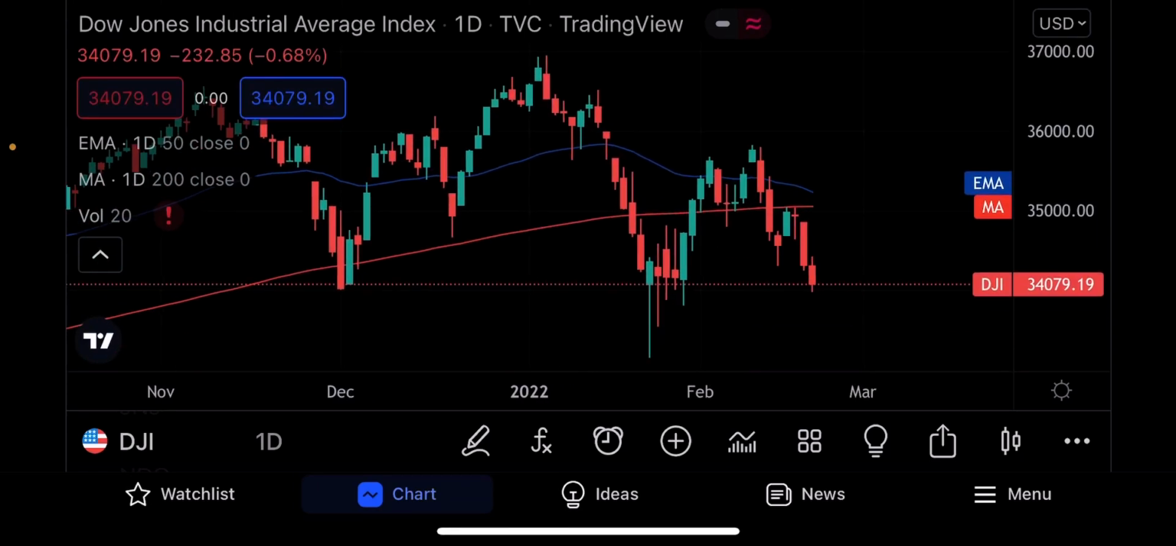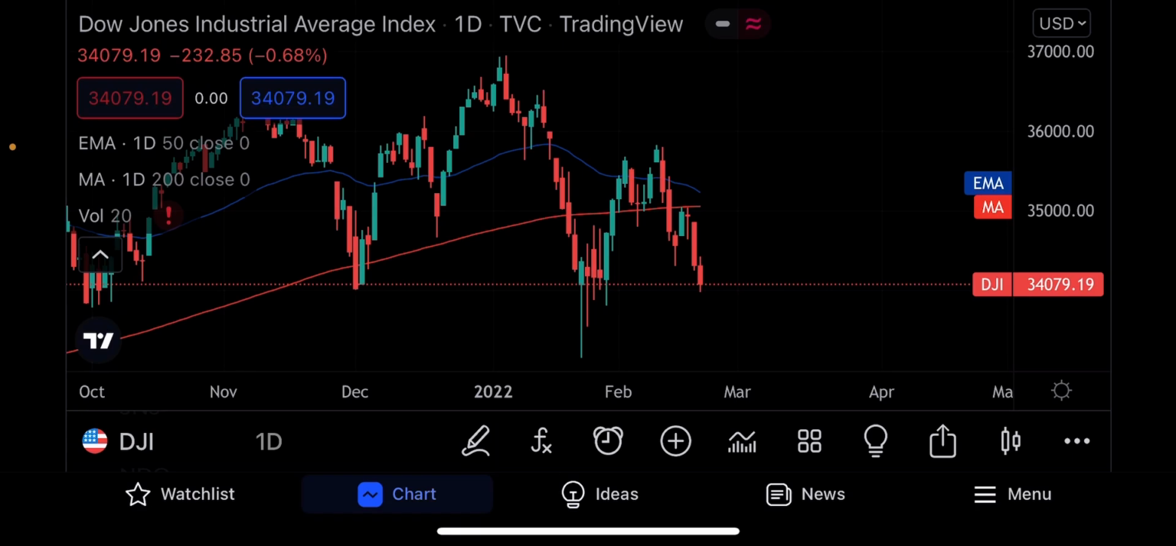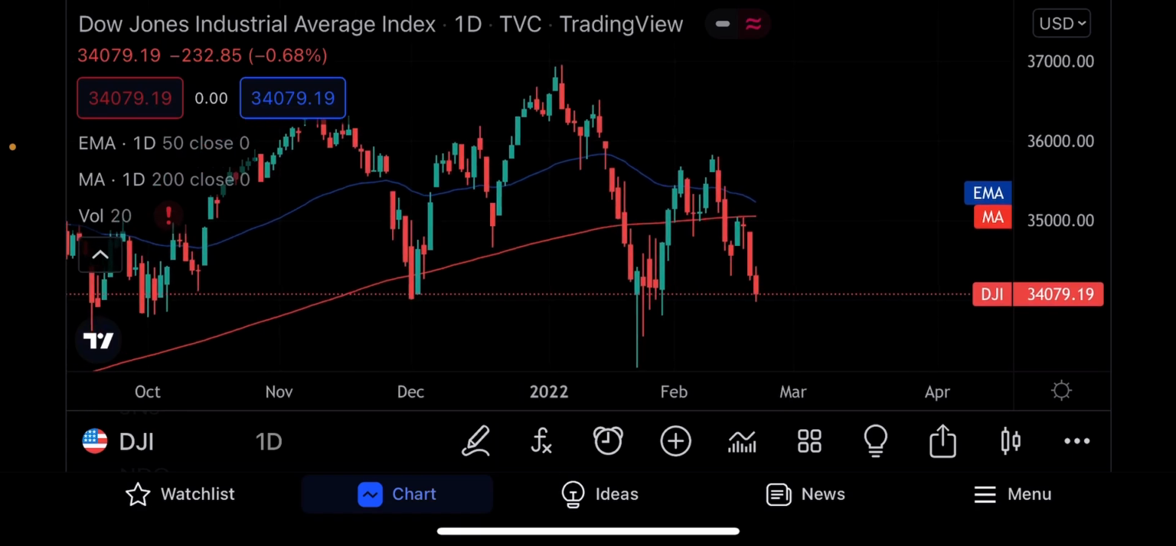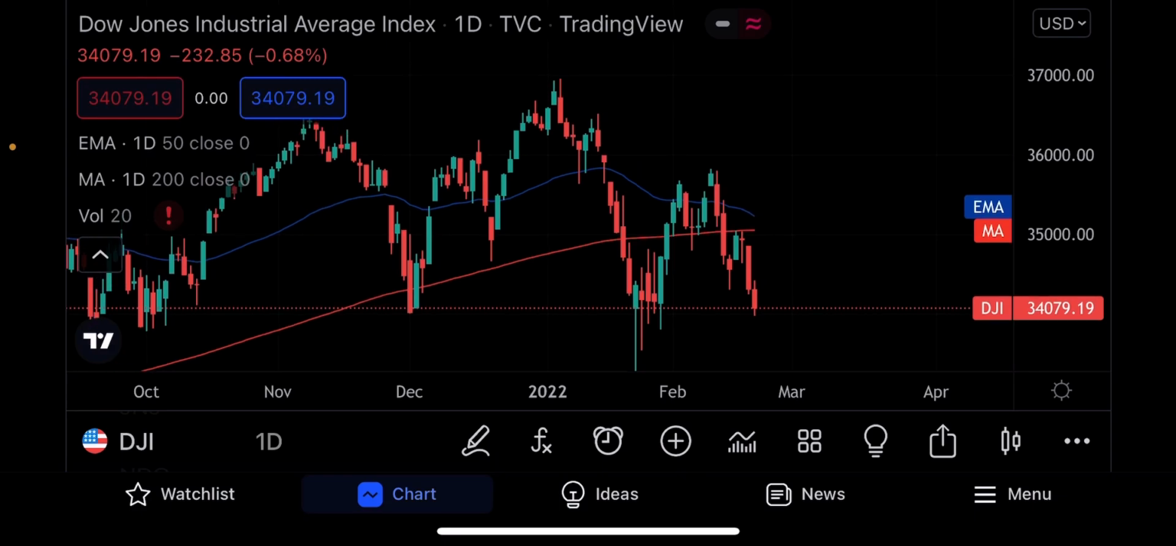Okay, here's some of the things that I'm seeing in the market, and I'm going to use this little app called TradingView just to run through some quick charts. What I see in the Dow Jones is clearly that we've lost the 200-day moving average, which is starting to flatten out, and the 50-day moving average is moving down.